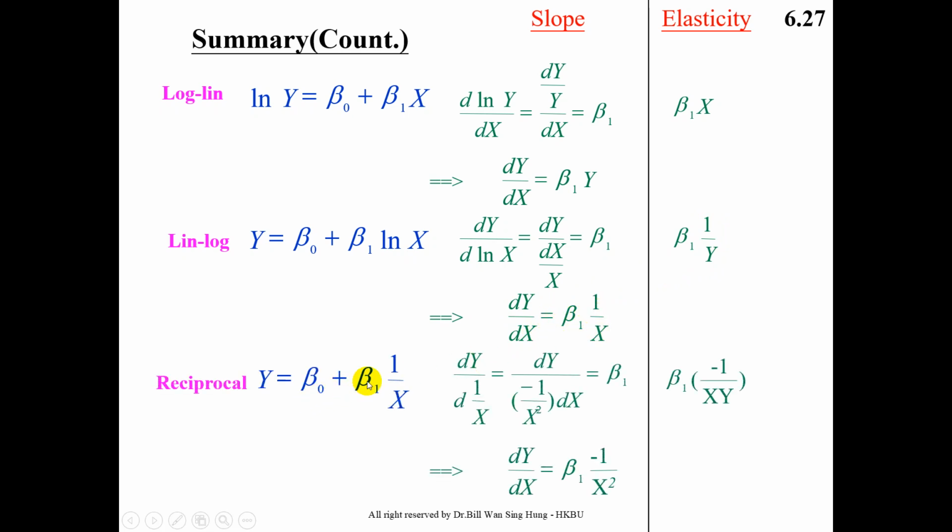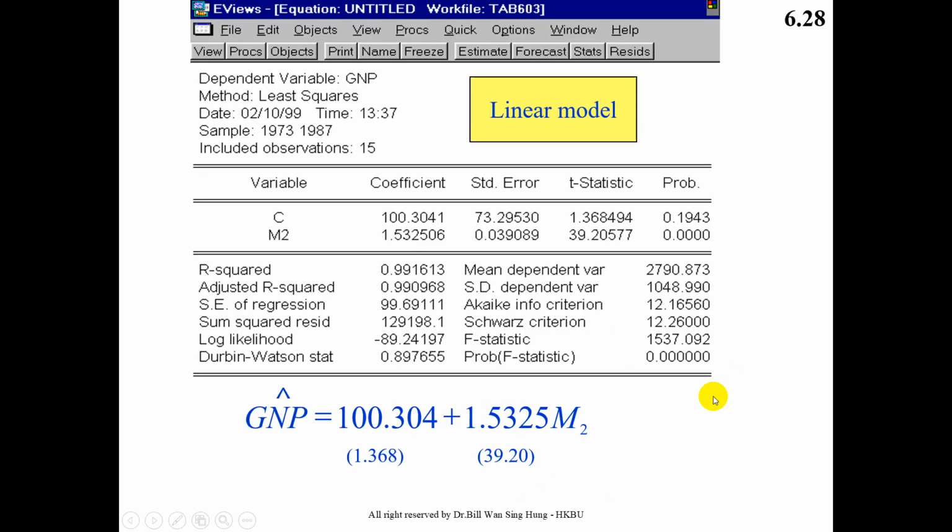In case of reciprocal model, beta 1 will be equal to dy over d of 1 divided by x, and that will be equal to dy divided by minus 1 over x square dx, and that will be equal to beta 1. And finally dy over dx will be equal to beta 1 into minus 1 divided by x square, and its elasticity is beta 1 into minus 1 divided by xy.